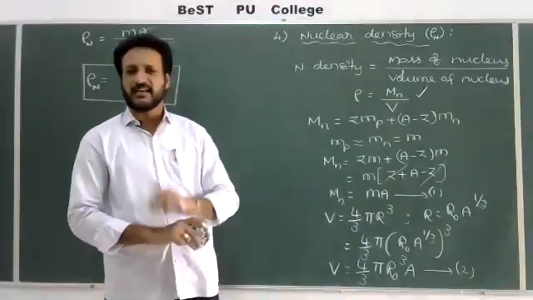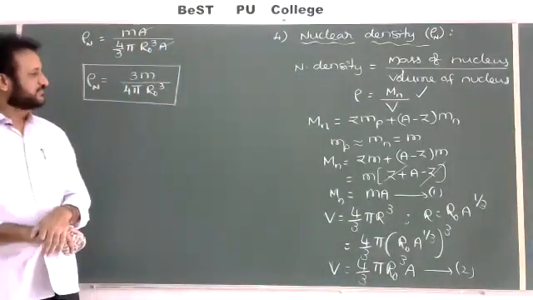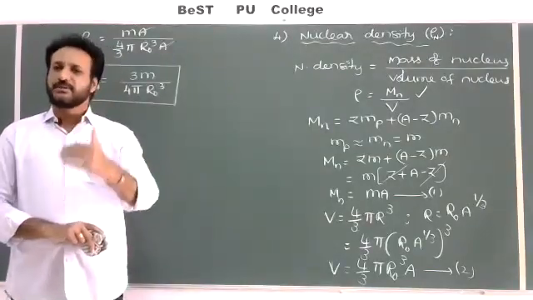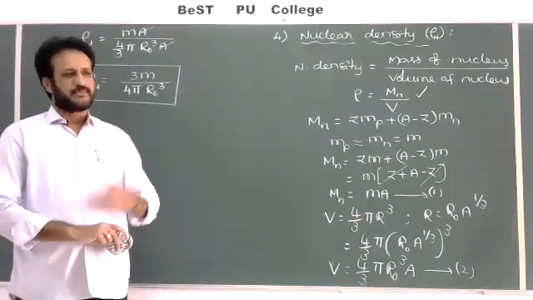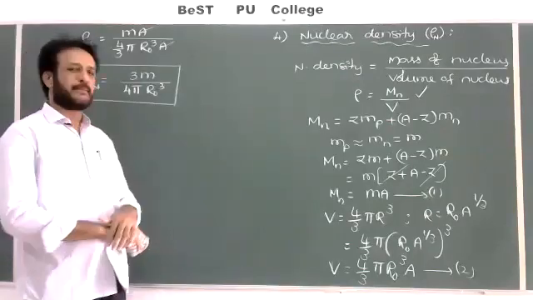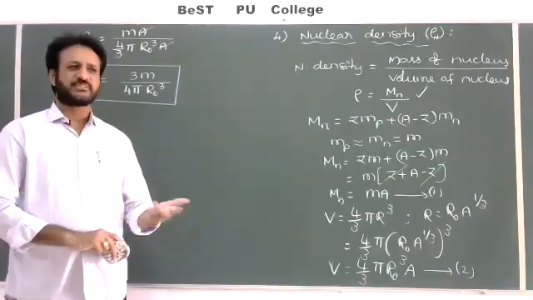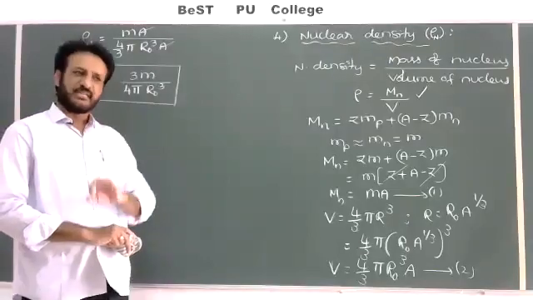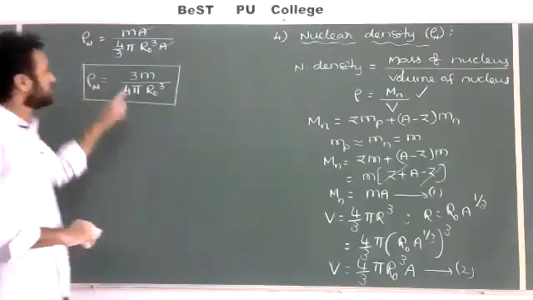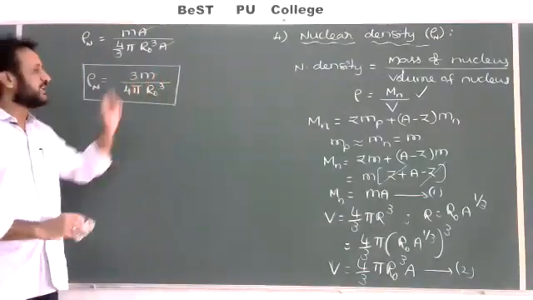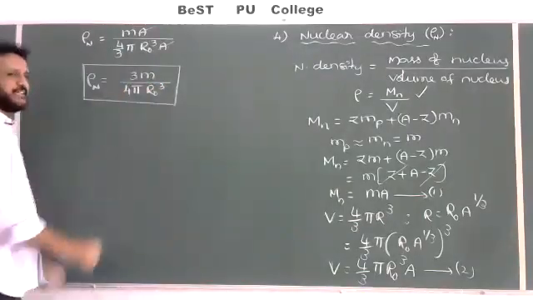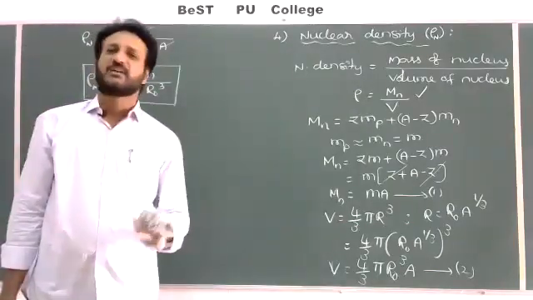Like in a hydrogen nucleus, what is the mass of the proton? 1.67 into 10 power minus 27 kg. Whereas in a carbon nucleus, what is the mass of the proton? Same, 1.67 into 10 power minus 27 kg. And what is the mass of the same proton in a uranium nucleus? Also the same. Wherever you go, in any nucleus, the mass of the proton has no change, the mass of the neutron has no change. So automatically the small m is also constant only. Correct. So here mass is constant, r naught constant, 4 by 3 pi constant. Then what about density? Also constant.